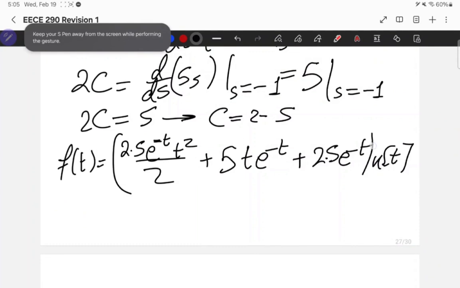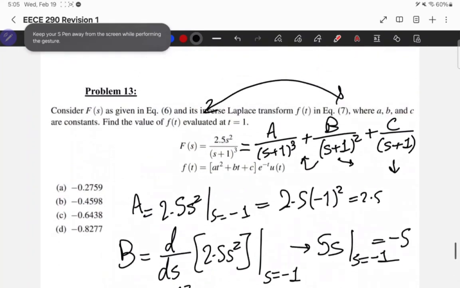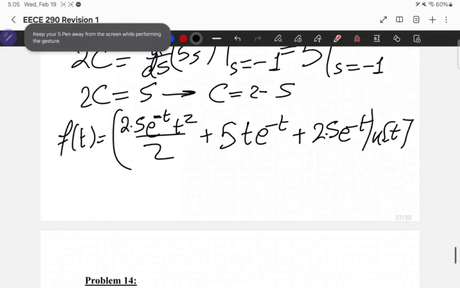Okay? And finally I need to evaluate this at t equal 1. So f of 1 is equal to, okay, let's see. I factor out e to the minus t outside, so I find 2.5 over 2, plus 5, plus 2.5, multiply all this by exponential minus 1, we get 3.21894.